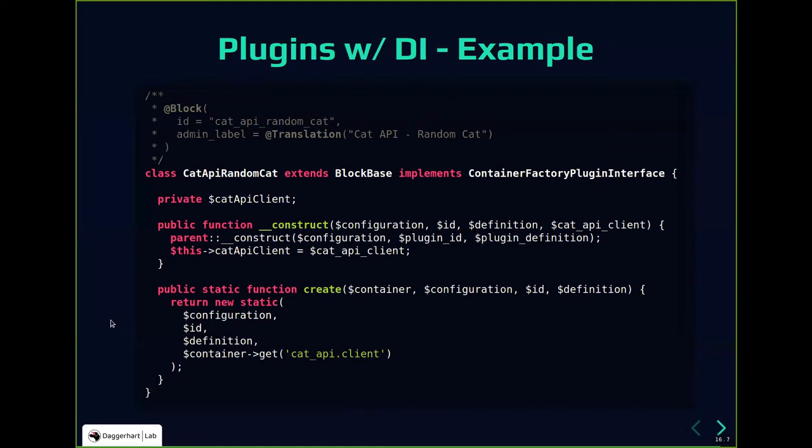But ultimately, it's still the same. It's still making a factory method named create on your classes. That's how all of these things work. The signature is just slightly different for plugins.